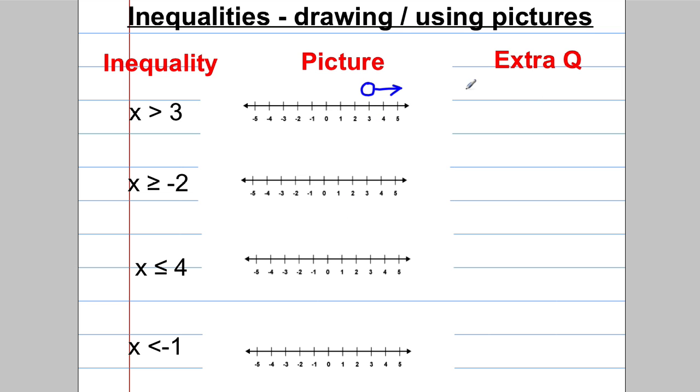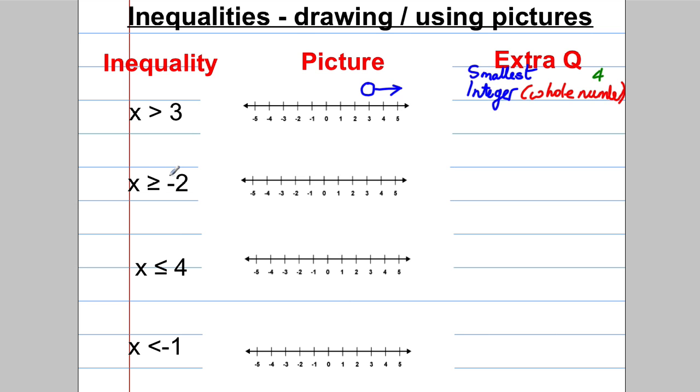Now, the extra question they might ask is what's the smallest integer that solves this? Well, it can't be 3. Integer means whole number, by the way. So what is the smallest integer x could be? It can't be 3. The smallest one it could possibly be is 4. That's the question they could ask you.